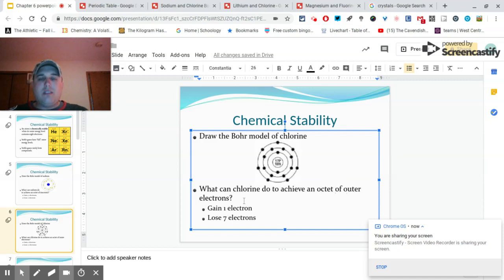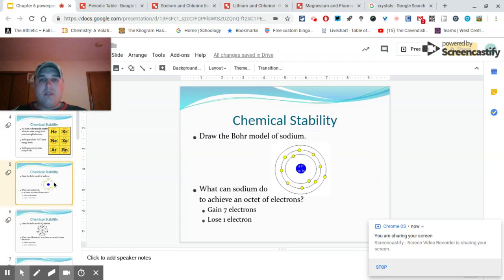What can chlorine do to get to 8? Well, it can either gain 1 electron and get to 8, or it can lose 7 electrons. Obviously, what's easier? Gaining 1 electron. And maybe you're getting ahead of the ball game here and you see where it's going to get that 1 electron from. It's going to probably get it from sodium, and that's absolutely what happens.